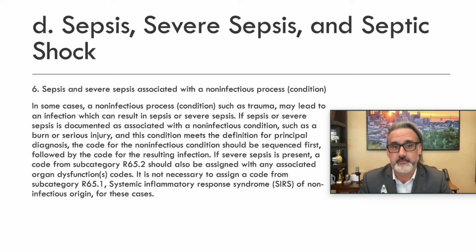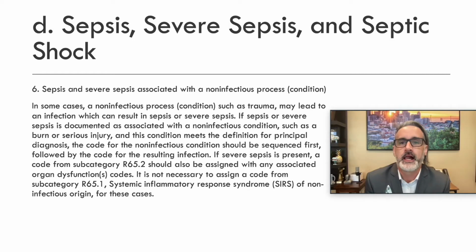If sepsis or severe sepsis is documented as associated with a non-infectious condition, such as a burn or serious injury, and the condition meets the definition for principal diagnosis, the code for the non-infectious condition should be sequenced first, followed by the code for the resulting infection. If severe sepsis is present, a code from subcategory R65.2 should be assigned with any associated organ dysfunction codes. It is not necessary to assign a code from subcategory R65.1 for SIRS, which stands for Systemic Inflammatory Response Syndrome, of non-infectious origin for these cases.